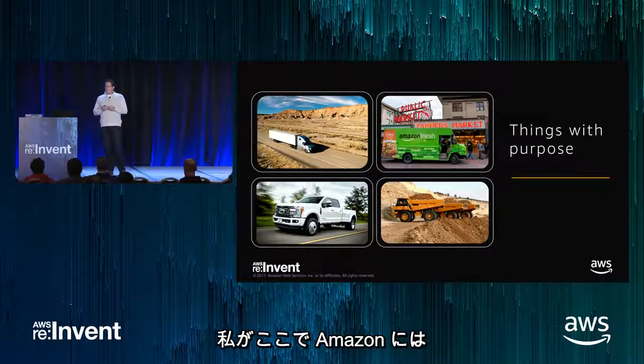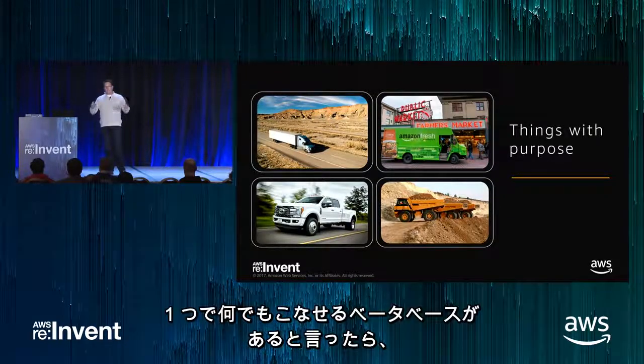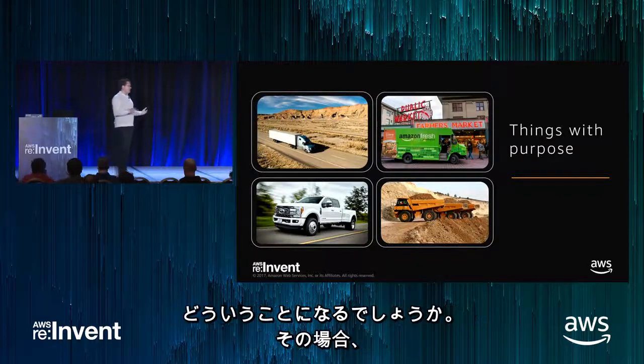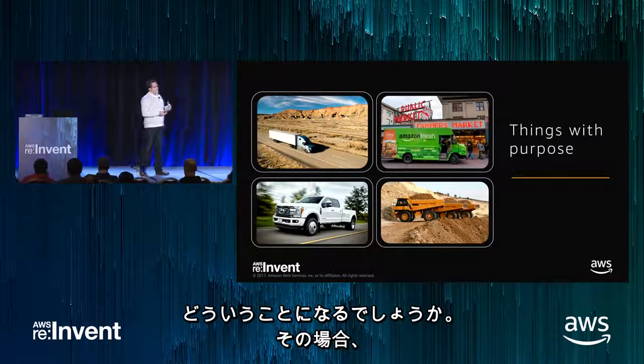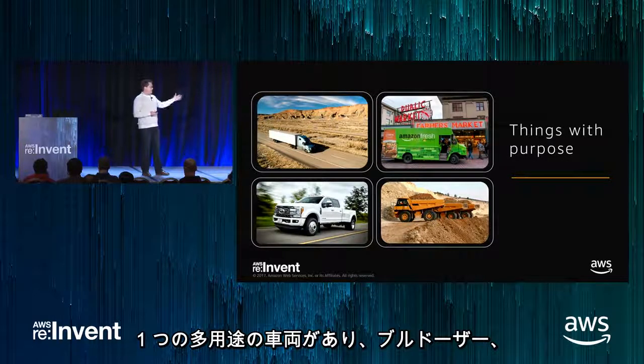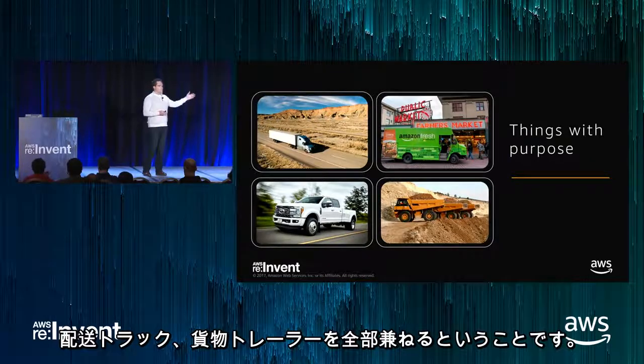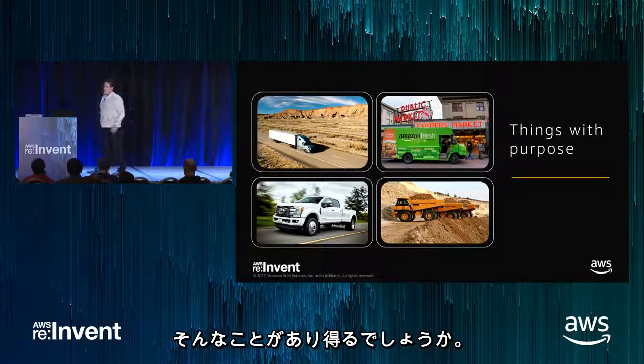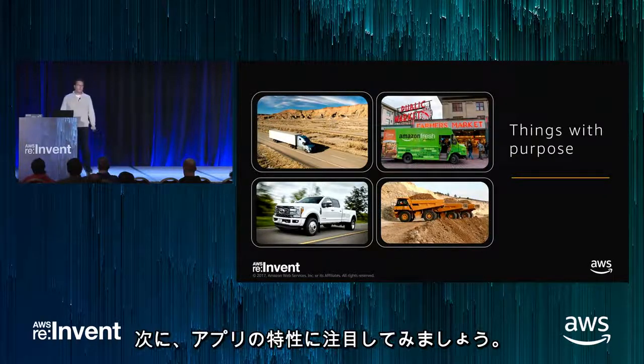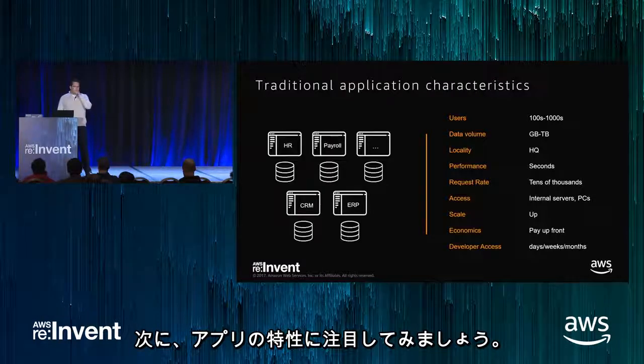And if I were standing here today to say, hey, Amazon has one database to do everything, it would sort of be like me saying there's one vehicle and it's a utility, an earth mover, a delivery truck, and a cargo all in one. So I don't know that that's really real. Now, let's take a look at app characteristics.